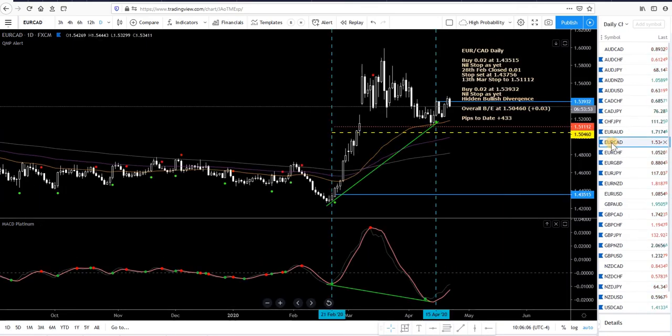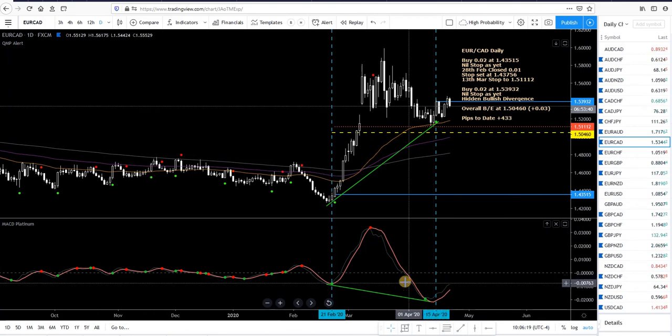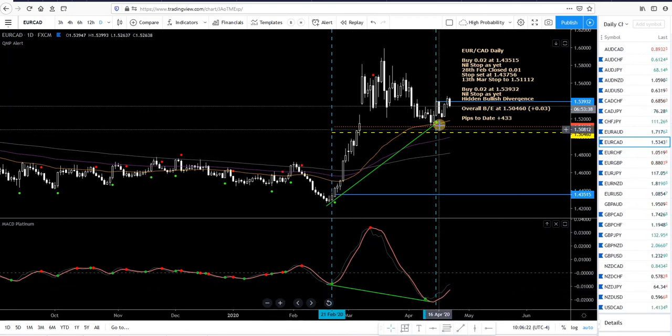Euro CAD, same deal. In a buy down here, took a nice buy. It's gone up nicely. I've closed half somewhere in here. Stops for that is there below these lows. I've taken another buy here. It's a nice valid hidden bullish divergence signal here.